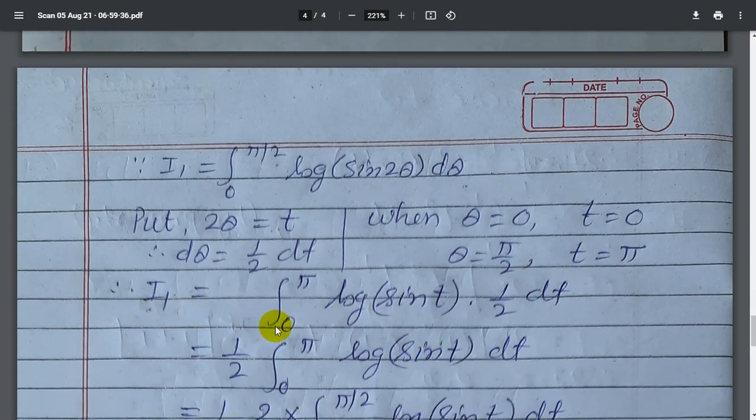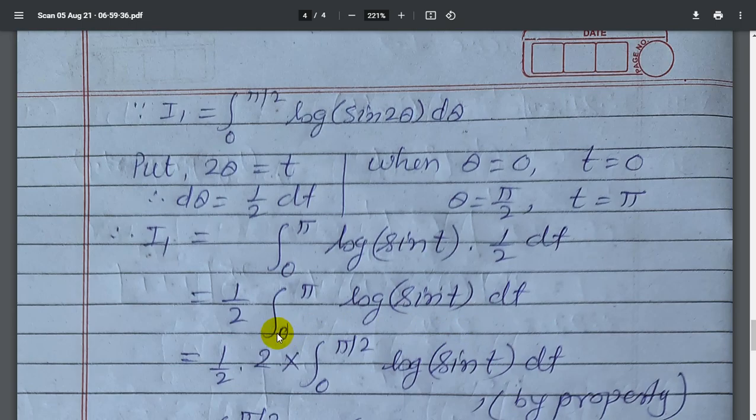Therefore I1 equals integral 0 to pi of log of sin t into half dt. This is the value of d theta from here. Half is a constant, taken out. Therefore I1 equals half into integral 0 to pi of log of sin t dt. But integral 0 to pi of log of sin t dt has no solution directly.